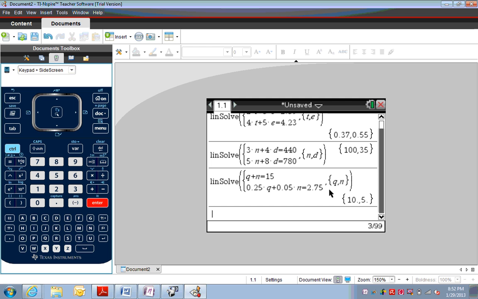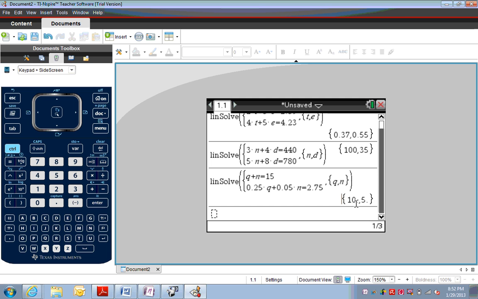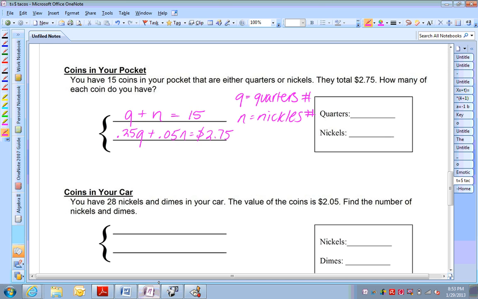Okay, so if you notice, Q is our first variable, and the first number in our ordered pair is 10. So we have 10 quarters, and then N is our second variable, and it's 5. The value of N is 5. So we have 5 nickels. So the number of quarters we have is 10.